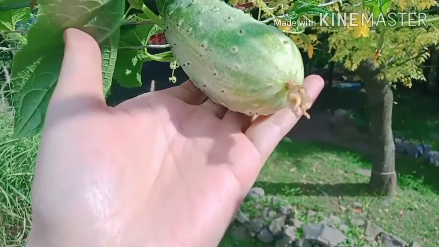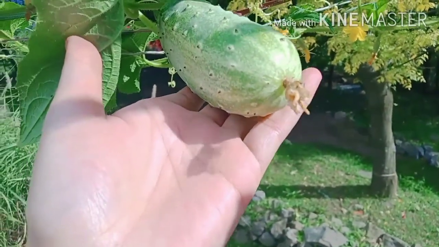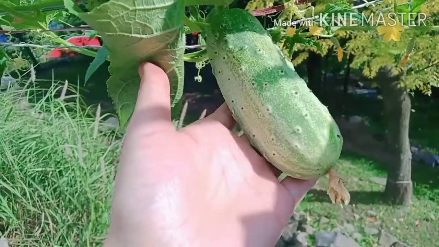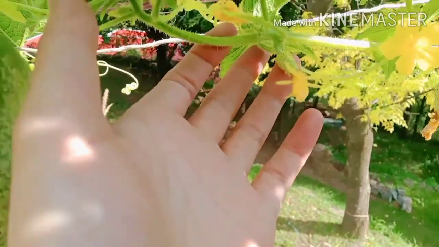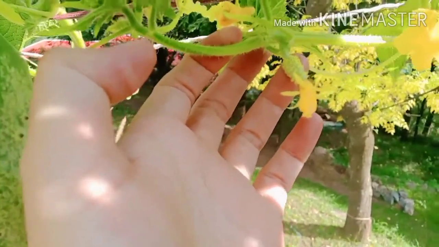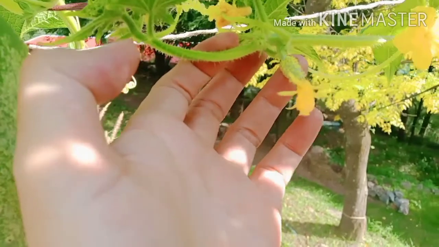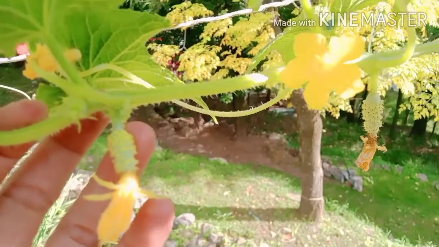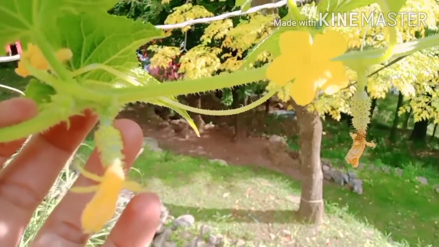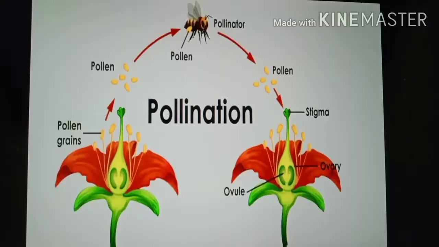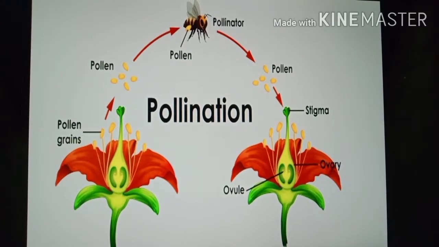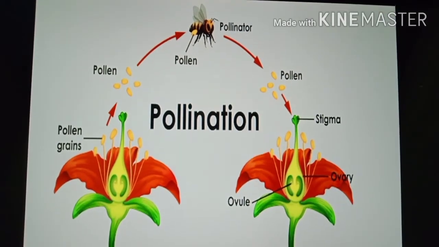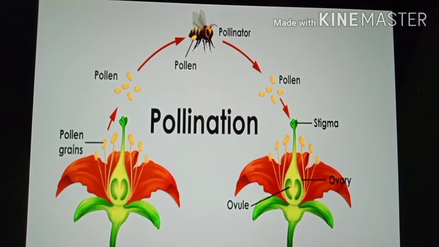Now check the development of this fruit, and the floral parts are disappearing and this fruit is developing continuously. After fertilization, this fruit is developing and growing, and here the fertilization has been started. So that was all about self-pollination and cross-pollination.